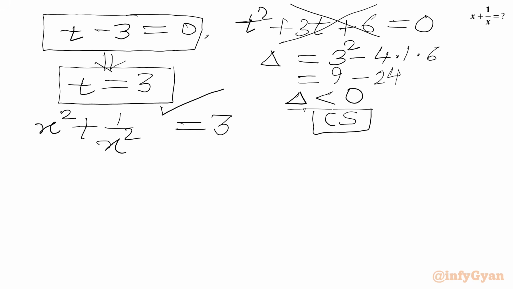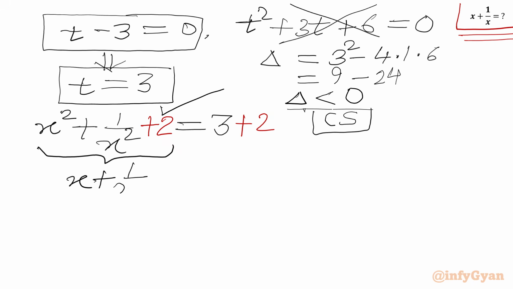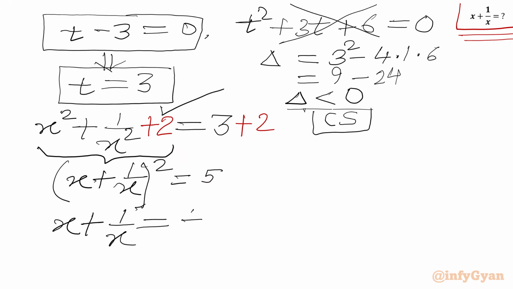Now we have to find out x plus 1 over x. So I will add 2 to both sides. Let us add 2 to LHS and to RHS. So from LHS we can write this is perfect square of x plus 1 over x. And right hand side is 5. Now we have to consider square root both sides. So we will get x plus 1 over x. Our answer would be plus minus square root of 5.